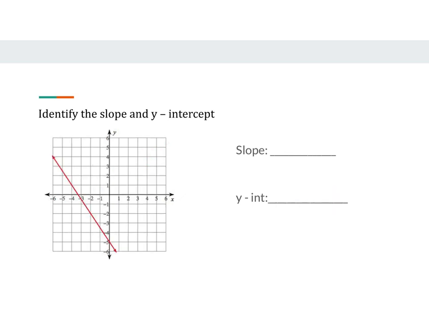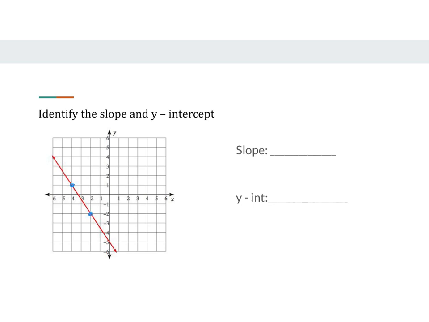For our next example here, we can see that our graph is actually decreasing as we go from left to right. It's definitely going down. So we're going to have a negative slope. To do that, again, we're going to identify 2 points that are on our actual graph here. And then I'm going to try and find my rise over my run.